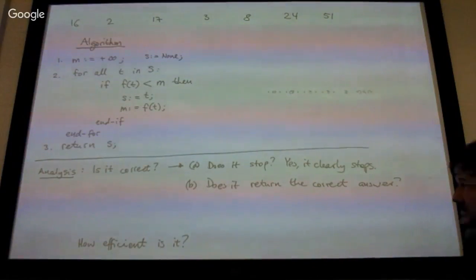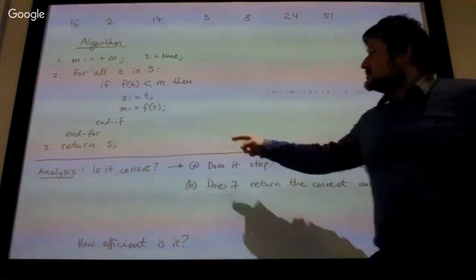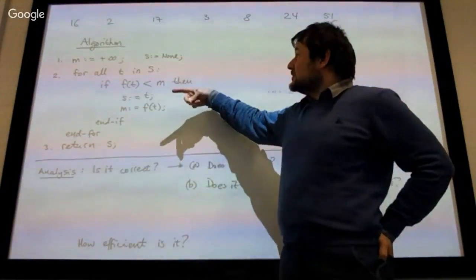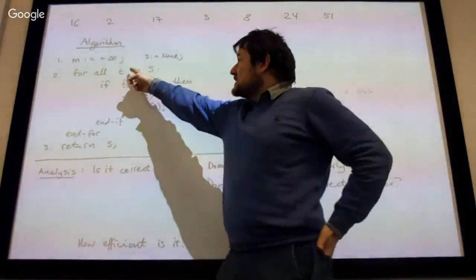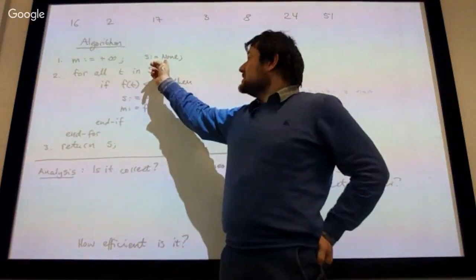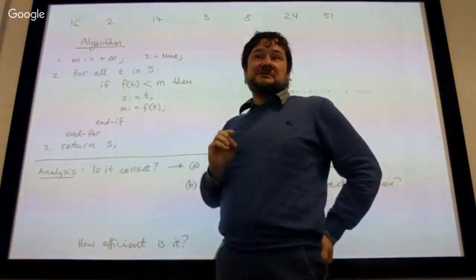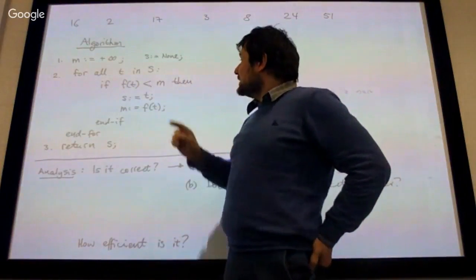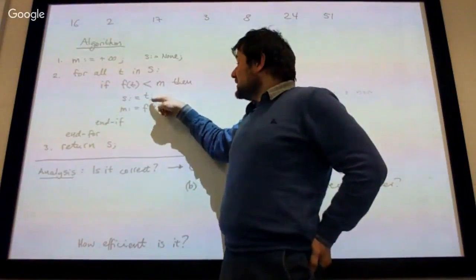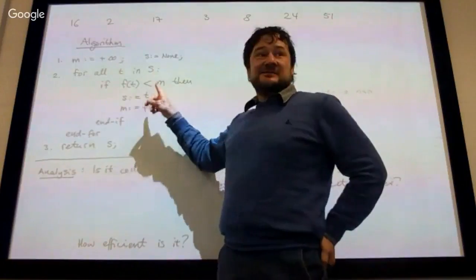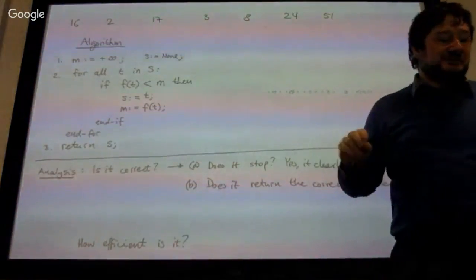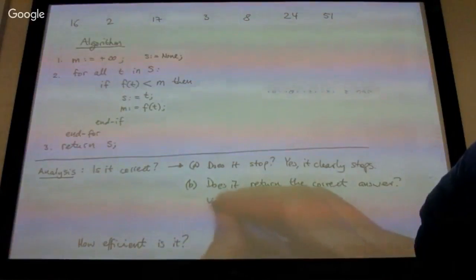Well, yes, because at any point in the run of the algorithm, M is the least value that it's ever seen, and S is the index of the least value that it's ever seen. If C is something that's smaller than it's seen so far, it replaces it, and so in the end, it will have the smallest value. So, yes, of course.